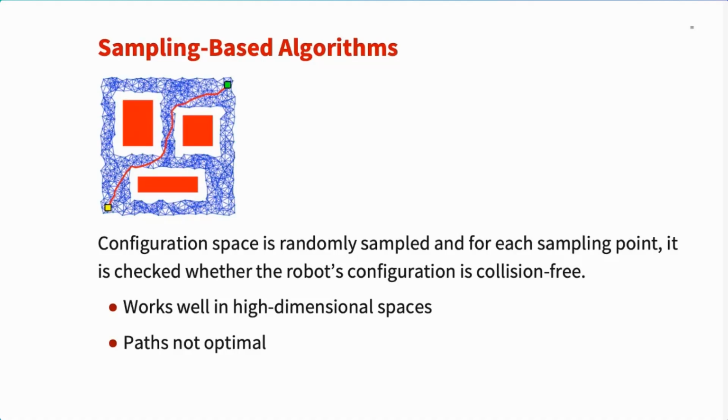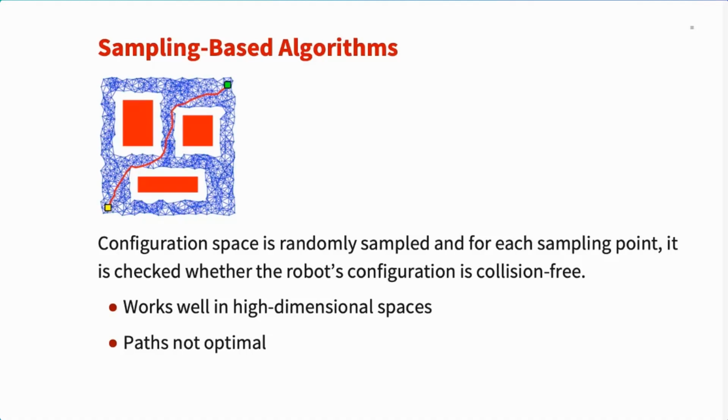In this type of algorithm, the configuration space is randomly sampled. So you follow a probability distribution, such as the Gaussian distribution, and you take sampling points throughout the space. For each sampling point, we check whether the robot's configuration is collision-free or not. If it is, then it adds the configuration to the graph of possible configurations and connects it, if possible, to the other configurations that already exist in the graph that we are creating.